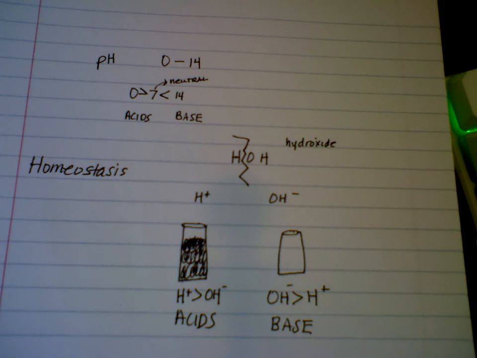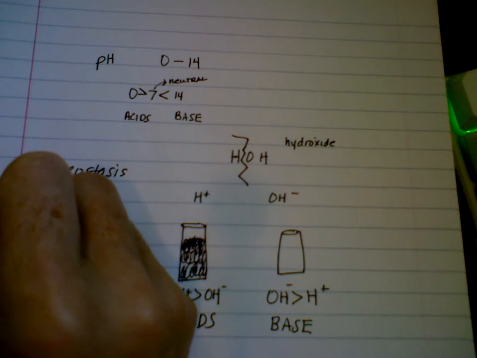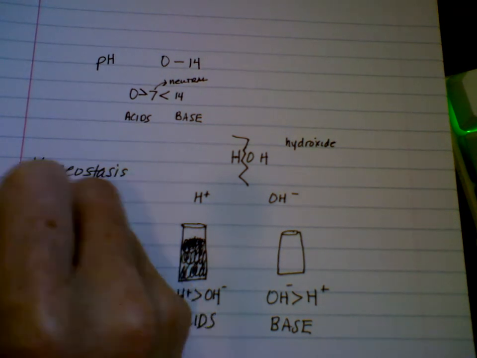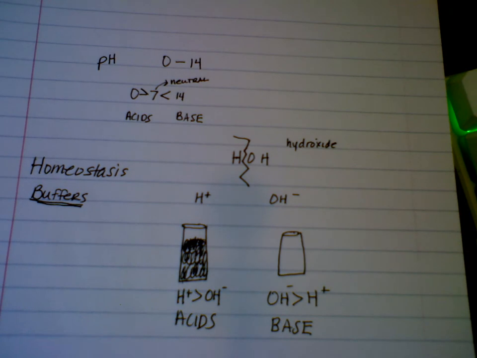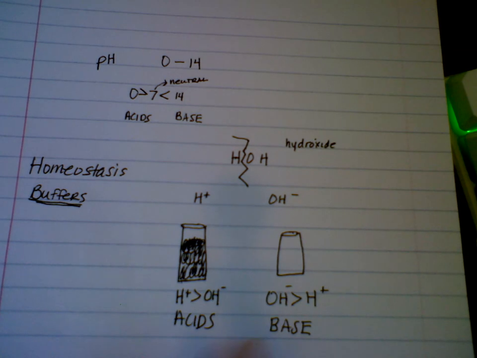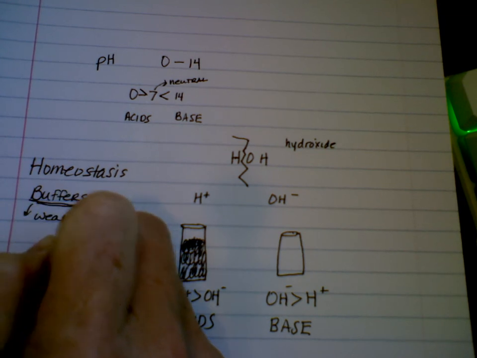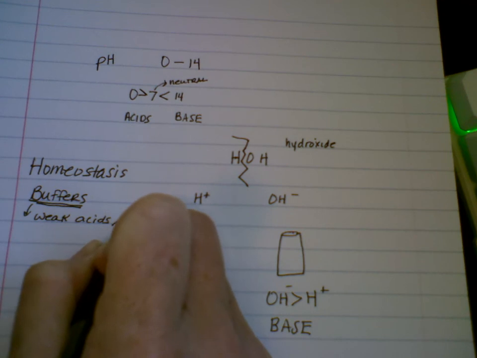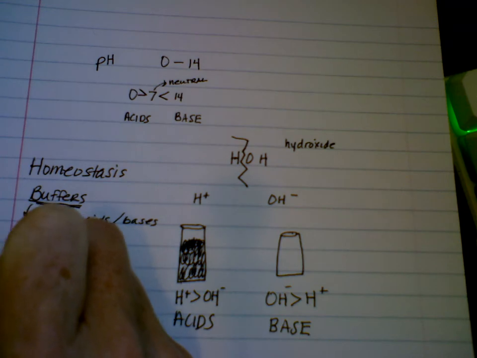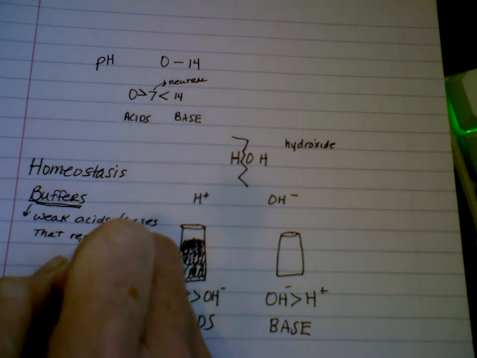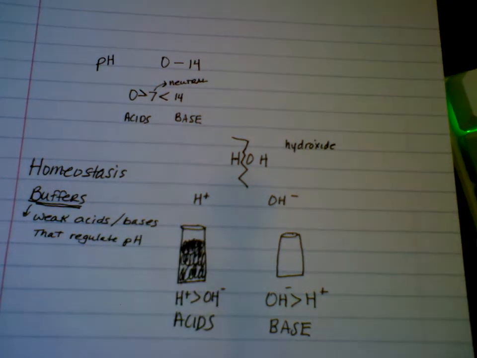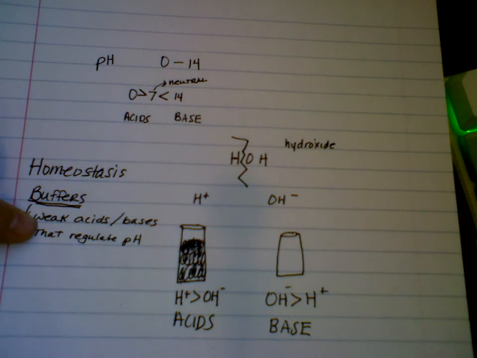So one of the things that helps to maintain homeostasis are these things called buffers. So buffers are weak acids or bases that basically regulate pH in the body or regulate the acid base levels in your body. Okay, so I'm going to put the definition here. These are weak acids or bases that regulate pH. So, for example, in your blood, you don't want your blood to be too acidic or too basic, or you'll go out of homeostasis and die.